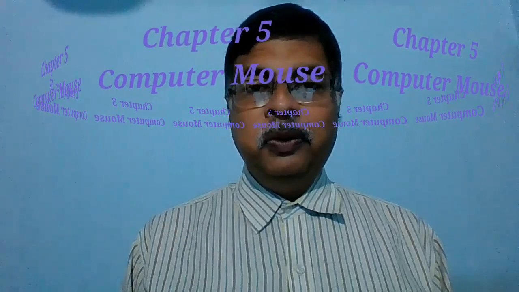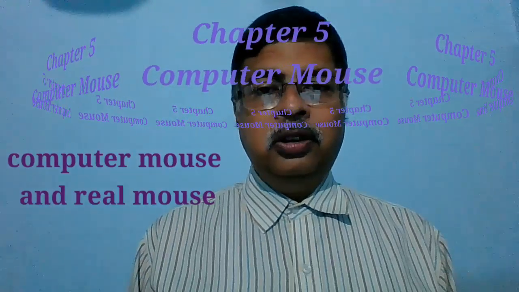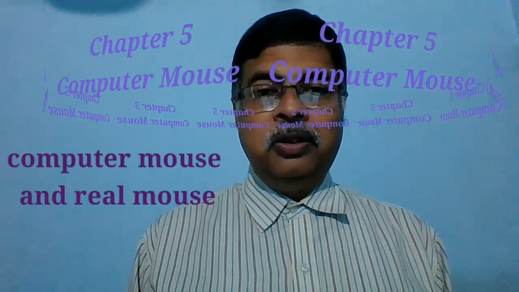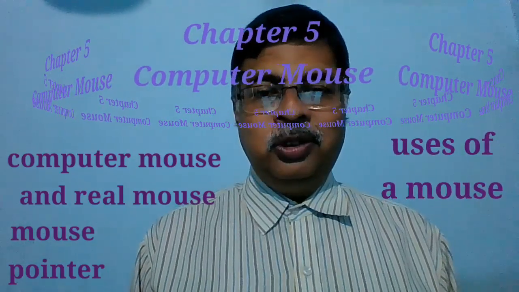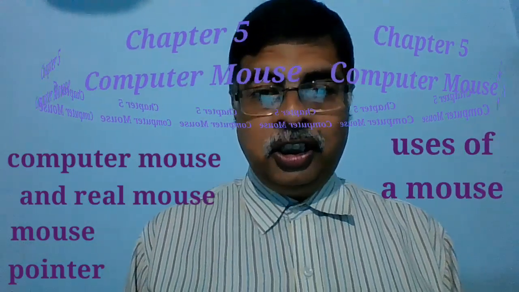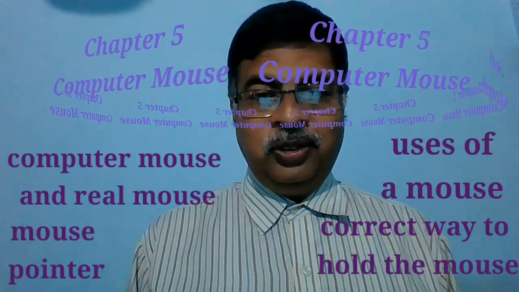So with that, children, I come to the end of this week's video. A quick recap as to what we did. Today we started with chapter 5, computer mouse. We learnt about the computer mouse and a real mouse, how the two are same and how the two are different. We learnt about the mouse pointer. We learnt about the uses of a mouse. We learned the correct way to hold the mouse.